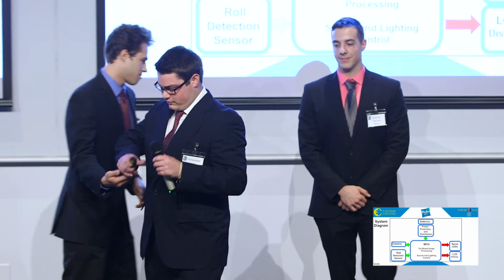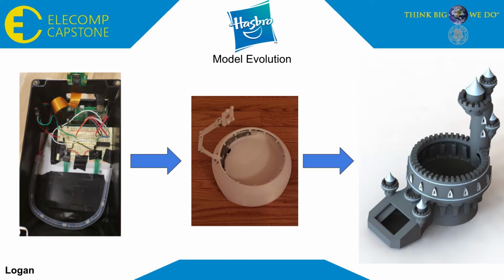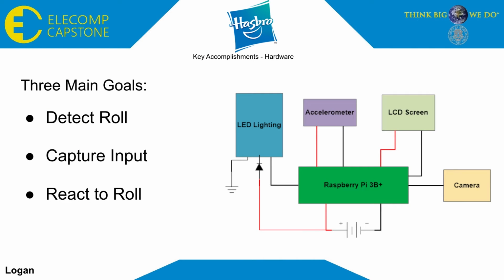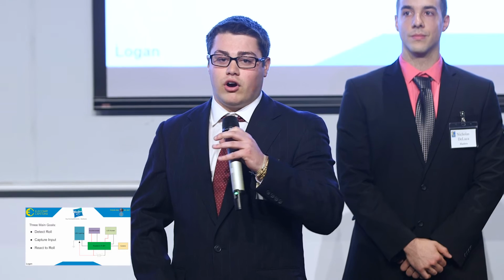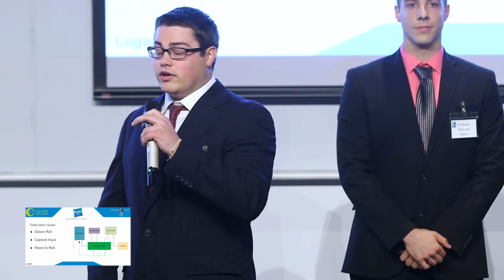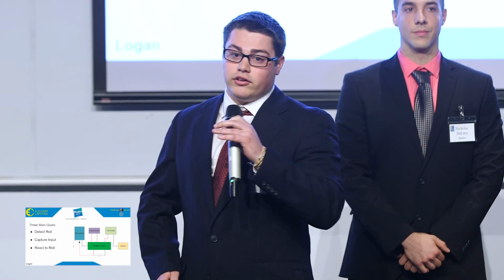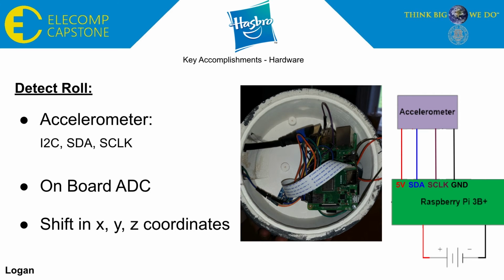And to talk more on the hardware, I would like to invite up Mr. Christopher Logan. Thank you, Zach. So we began the year off with nothing but just an idea. And this slide clearly shows that we have progressed greatly throughout the year. Now, from a hardware aspect, our prototype has three main goals. Goal number one is to detect a die roll. Goal number two is to capture an input for the software to process. And goal number three is to react to the die roll and clearly display a prediction to the user.